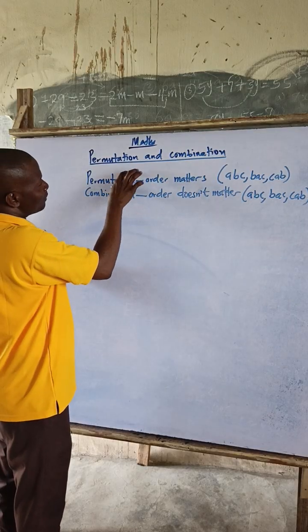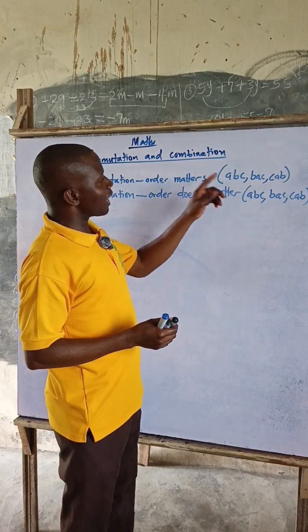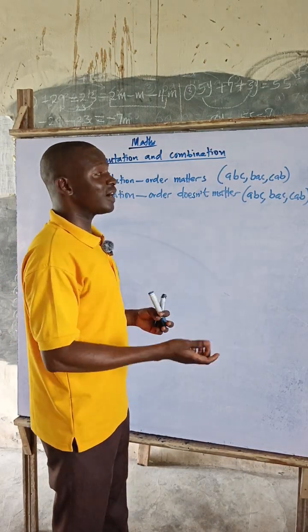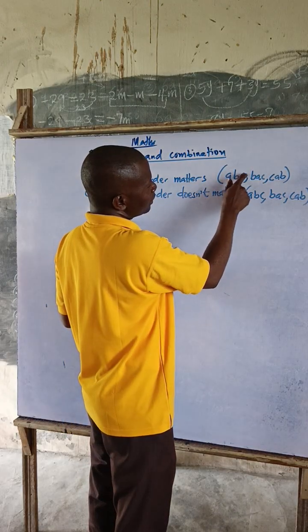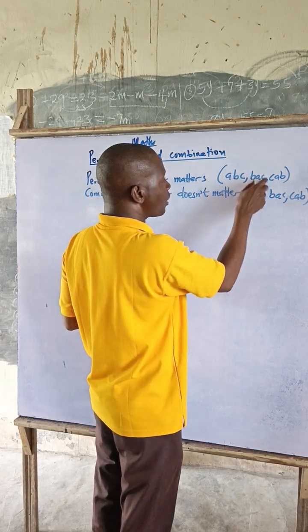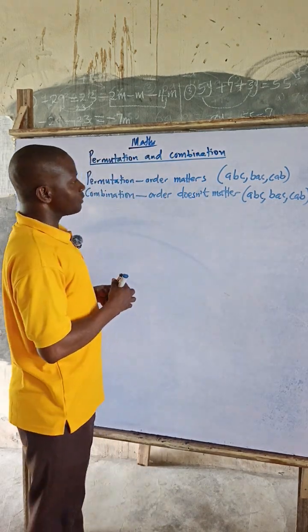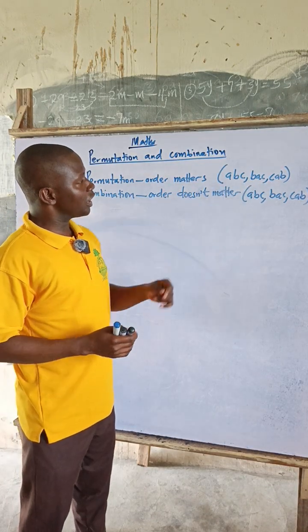In permutation, the order of arrangement matters. If you are given three letters and you want to arrange them using permutation, the order of arrangement matters. We have A, B, C as the first arrangement, B, A, C as another arrangement, C, A, B. There are other ways in which A, B, C can be arranged. Here, each of the arrangements will be counted.